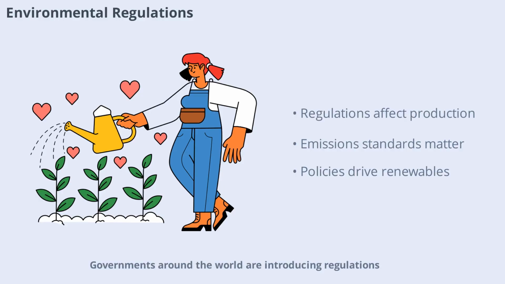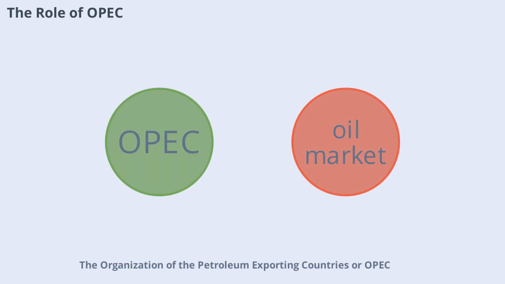Governments around the world are introducing regulations to reduce pollution and combat climate change. These rules can affect the production and use of energy commodities. For example, stricter emission standards may increase costs for coal and oil producers, while subsidies can encourage investment in renewables. Environmental policies are a key driver of change in the energy sector, shaping which commodities are favored and how they are produced.